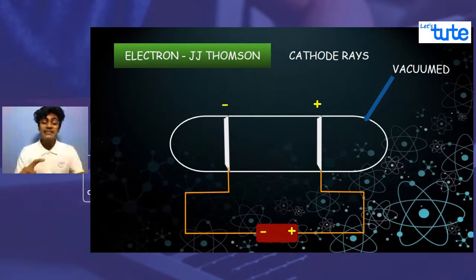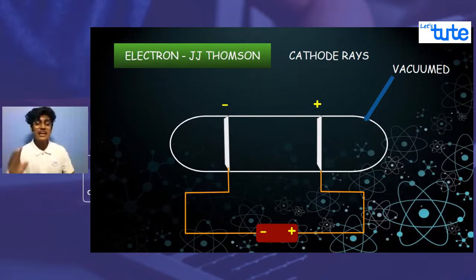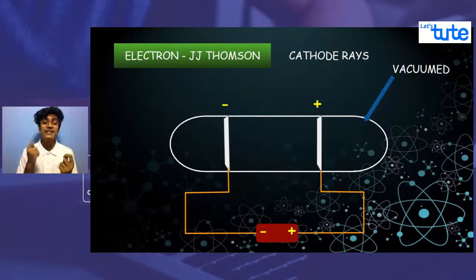Okay, so understand this. The negative part is the cathode and the positive part is the anode. These are the two sheets which were used. It is connected to a battery, which is a high voltage battery. Now, what was the next thing he did? He just switched on the current.